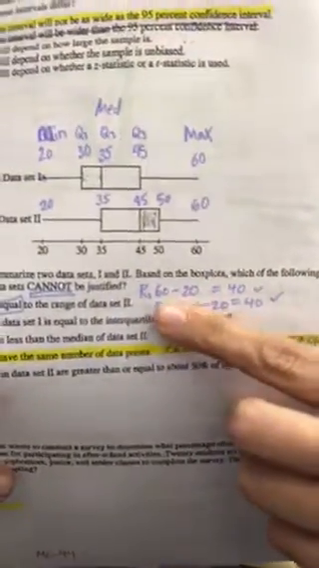The first one says the ranges are equal. The range of 1 is just the max minus the min. And the range of 2 is still the max minus the min. And notice visually they have the same range.